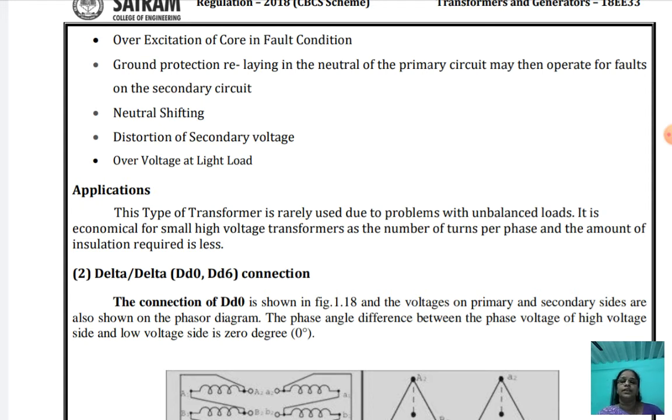In the delta connection, there are two connections: one is 0 degree phase shift, another one is 180 degree. Dd0: capital D means primary connection, small d means secondary connection, 0 means 0 degree phase shift. Similarly, Dd6 means primary and secondary with 180 degree phase shift.